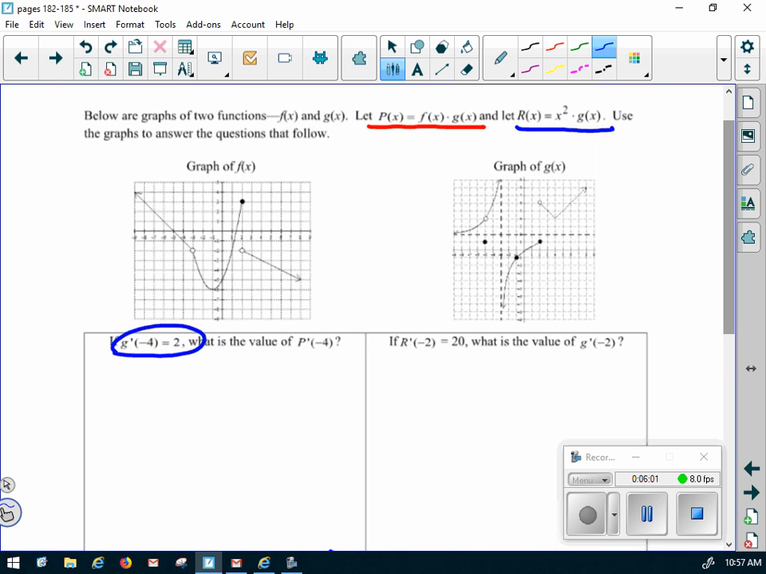I know what p of x is. How do I find p prime of negative 4? I find the derivative of p, right? Well, now, let's not worry about the negative 4 yet. Let's just find p prime of x, and then we'll evaluate that at negative 4. But if you'll notice, p of x is f of x times g of x. I'm sorry, I shouldn't have said that. My apologies. P is a product because it's f times g. So let's write down how to find p prime of x.